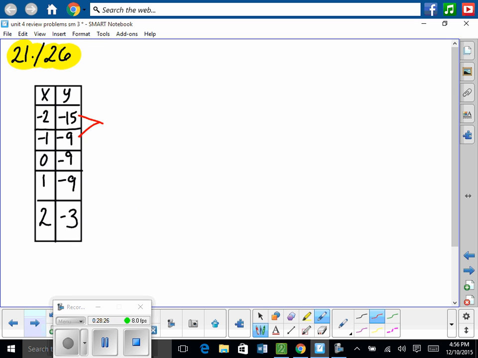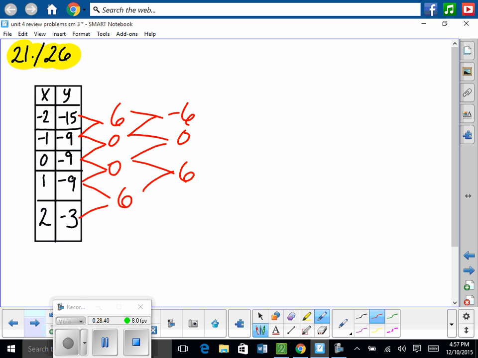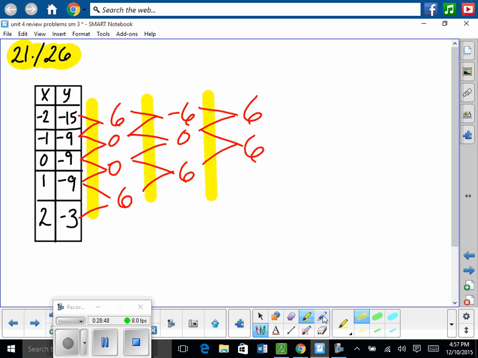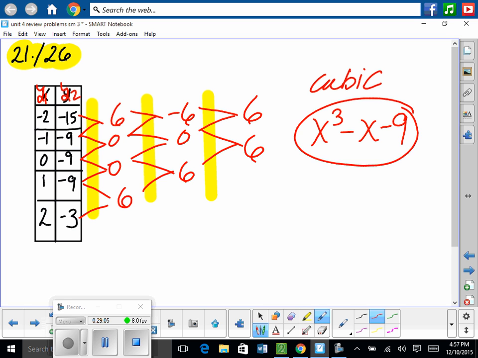If you take differences, same thing here, you should get 6, 0, 0, 6. They're not the same, so I took differences again, and I get -6, 0, 6. They weren't the same, so I took differences again, and I get 6 and 6. So I took differences 1, 2, 3 times, so it must be cubic. I do the same thing: in list 1, I type in this, in list 2, I type in this. Then I get 1x cubed minus 1x, so x cubed minus x minus 9. So this will be our answer.